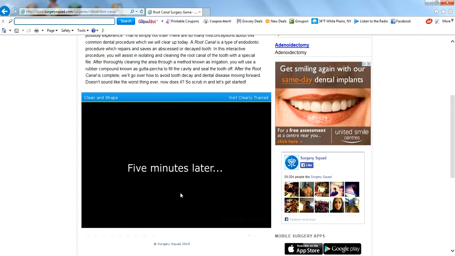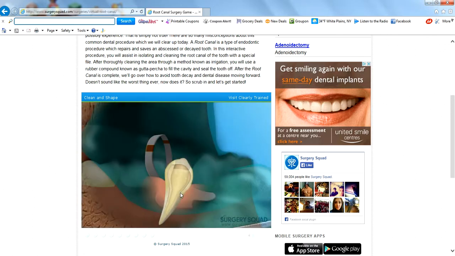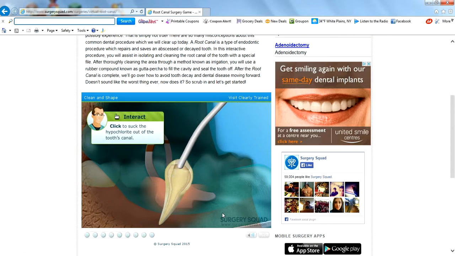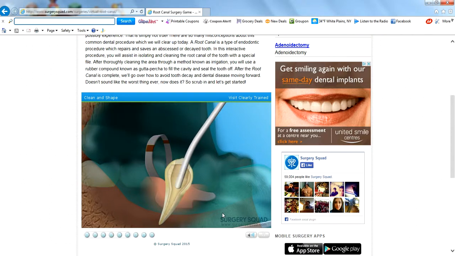Five minutes later? What is it with you and five minutes later? Shut up! Now use the suction to remove the bleach from the patient's tooth. Right. What's this? Sucky sucky? Is that actually sucking it?